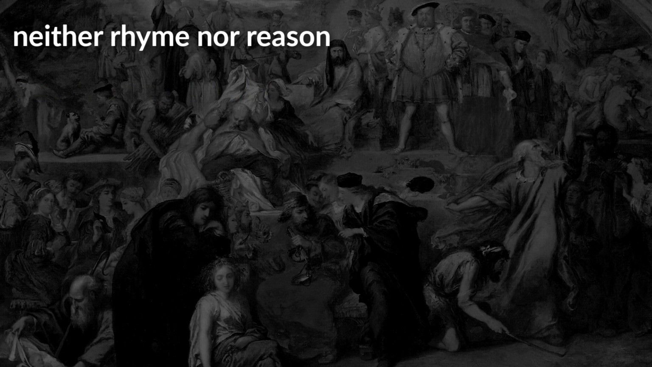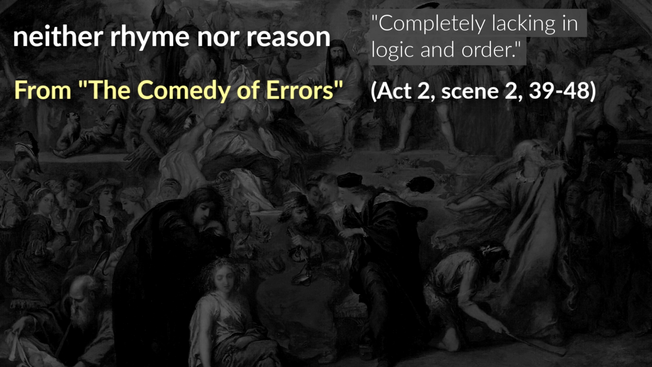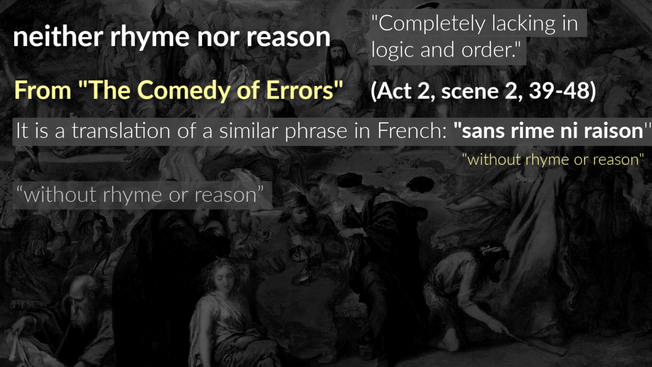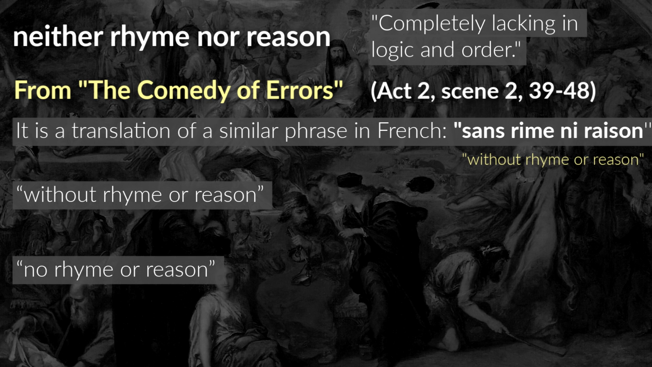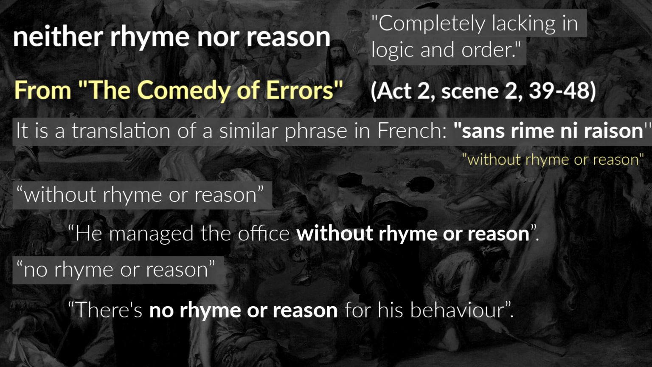Neither rhyme nor reason. This is an idiom meaning that something is completely lacking in logic and order. It first appeared in writing in The Comedy of Errors. But it's a translation of a similar phrase in French, sans rime ni raison, literally, without rhyme or reason. In modern-day English, this idiom exists in a few variations, like without rhyme or reason, or no rhyme or reason. For example, there's no rhyme or reason for his behavior, or he managed the office without rhyme or reason.